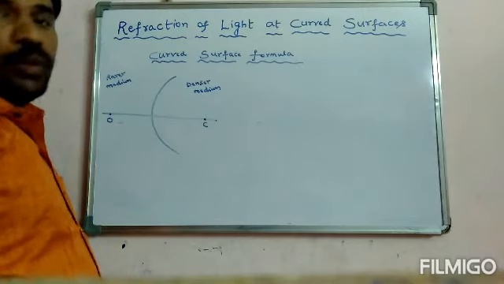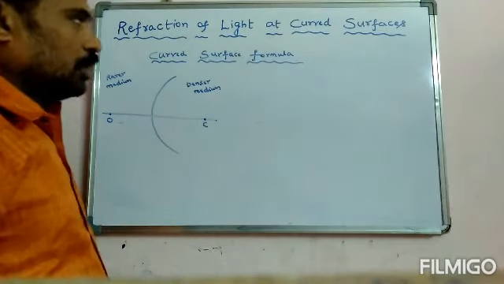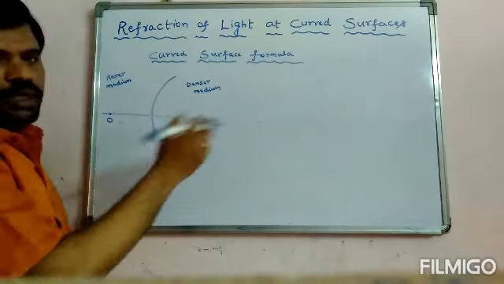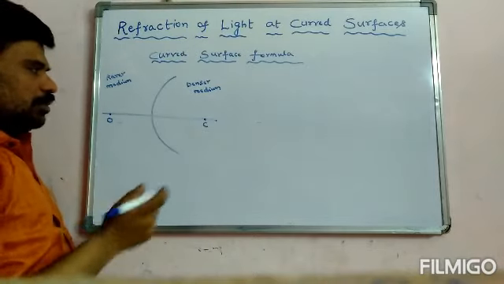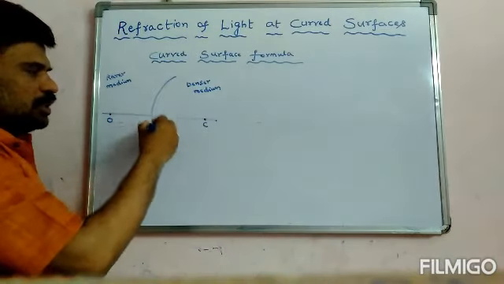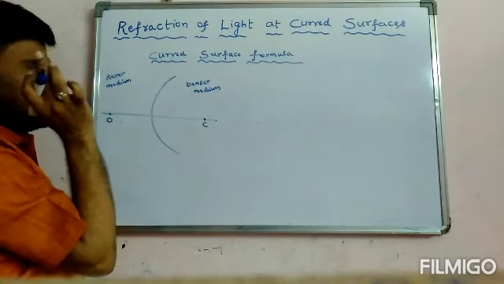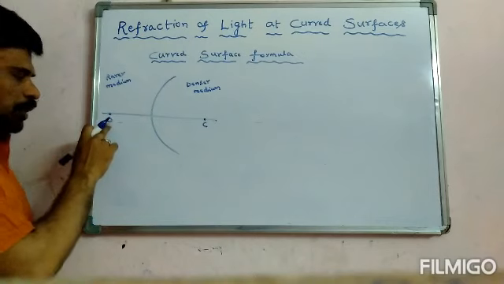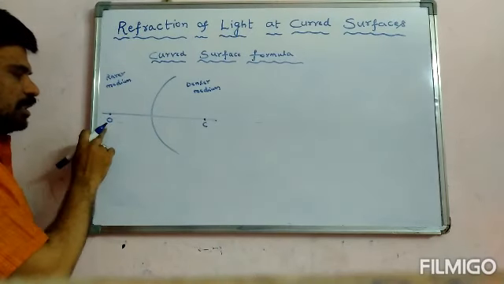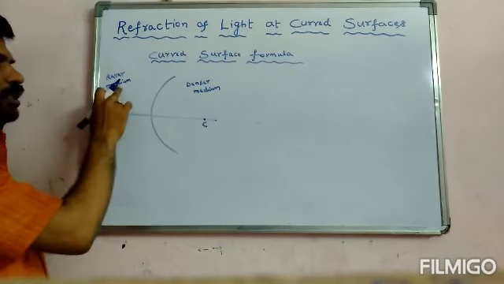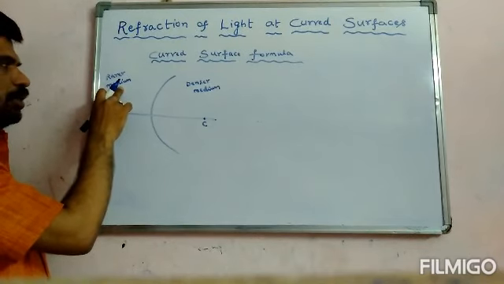Now let us learn about curved surface formula. So what is curved surface formula? Let us see with a diagram. Now you can see a curved surface separating the two mediums, rarer medium and denser medium. Now I have placed an object on the principal axis. The object is at a rarer medium.